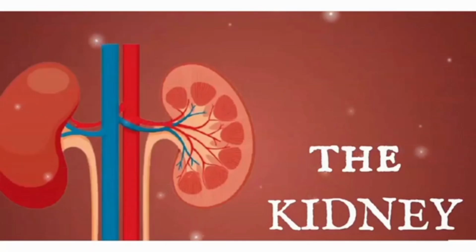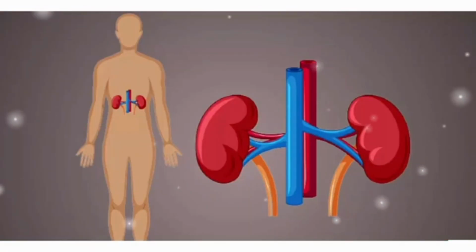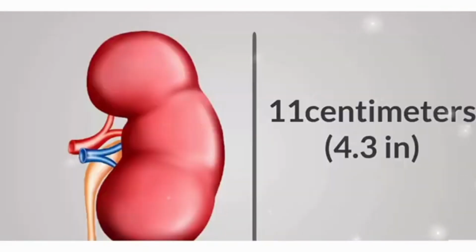Hello friends, today's topic is the kidney, the two bean-shaped organs located on the left and right sides of the abdomen. They are about 11 centimeters long in adults.